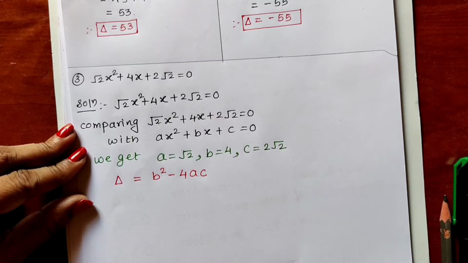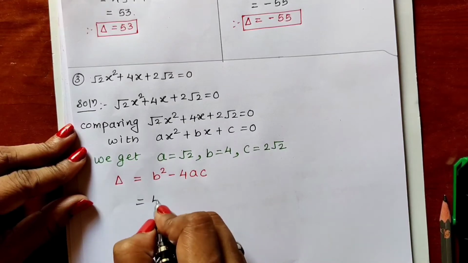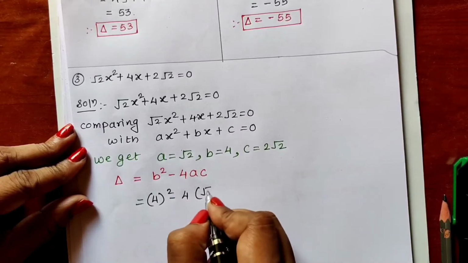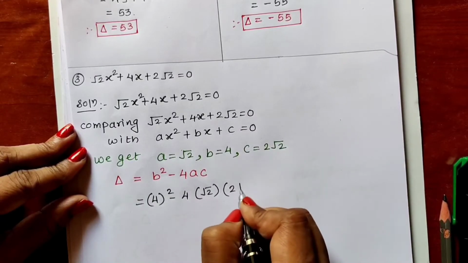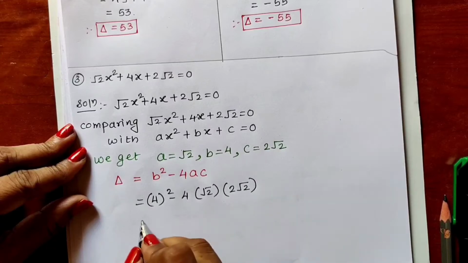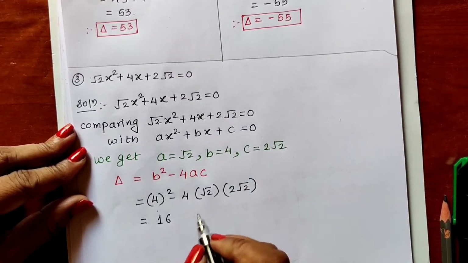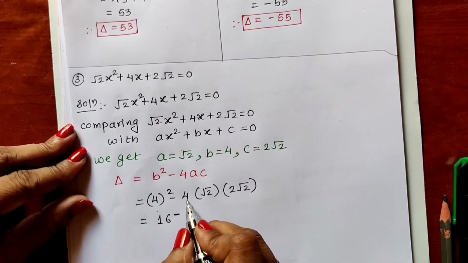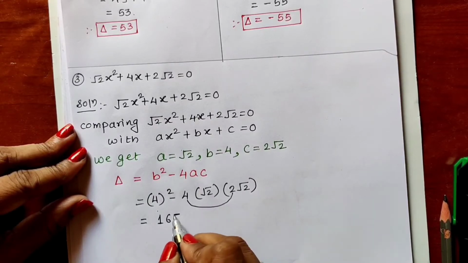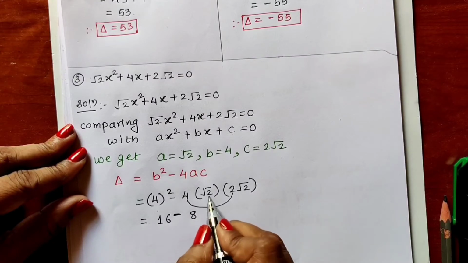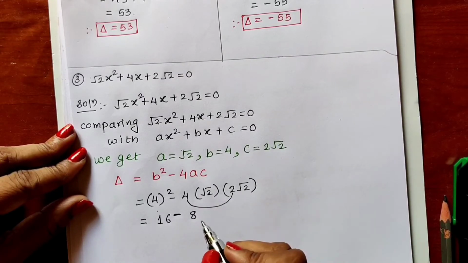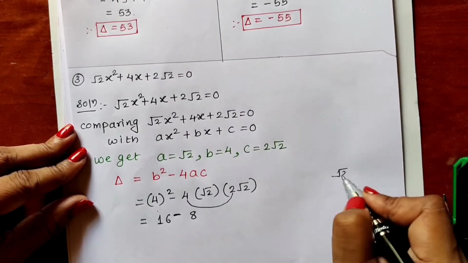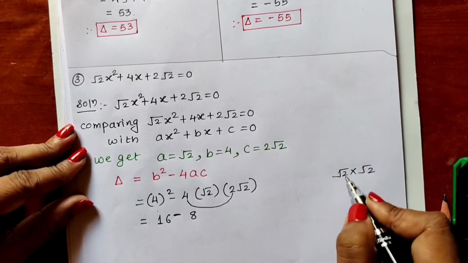Now put the values. b square is 4 square minus 4 into a, a is root 2, c is 2 root 2. 4 square is 16, we all know. Now minus sign is there because no other minus sign. We will first multiply this 4 into 2. 4 2s are 8. And then 2 root 2 root 2, root 2 multiplied by root 2, that means root 4. Correct? Root 2 into root 2 will be 2 2s are 4.